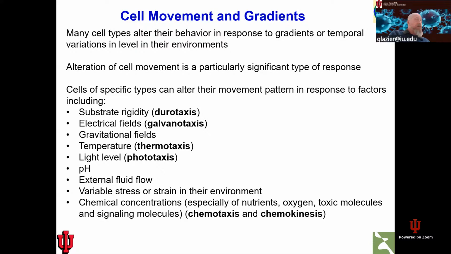An external gravitational field is really easy to do. Temperature field, again, since temperature diffuses, behaves like a chemical field. The substrate rigidity really doesn't behave like a chemical field, which is why it's a little bit harder. Then there's light level, phototaxis.